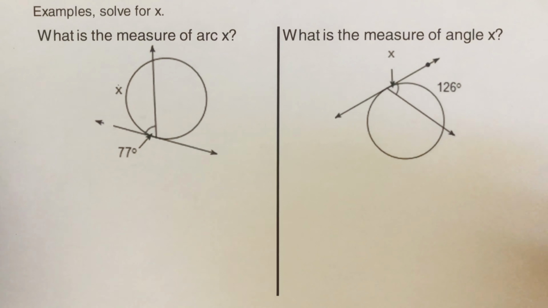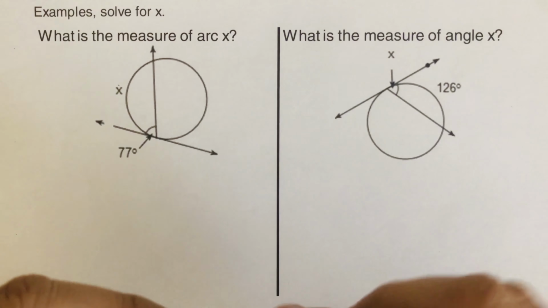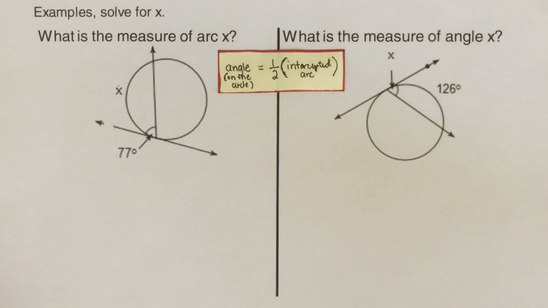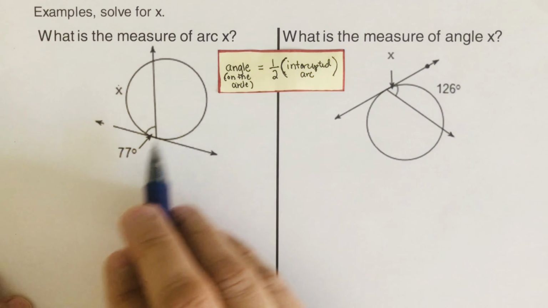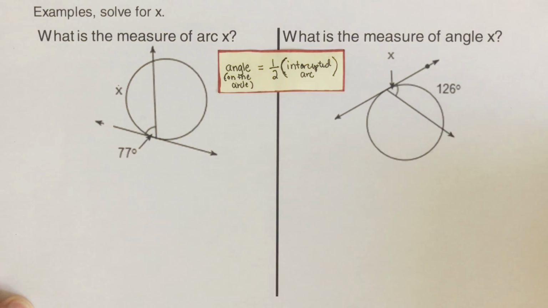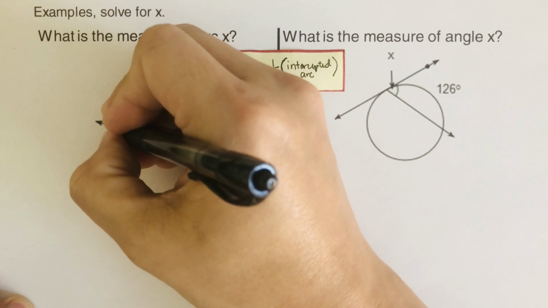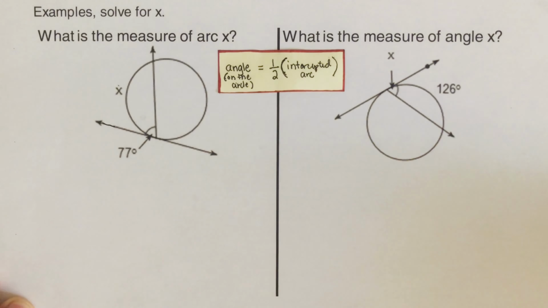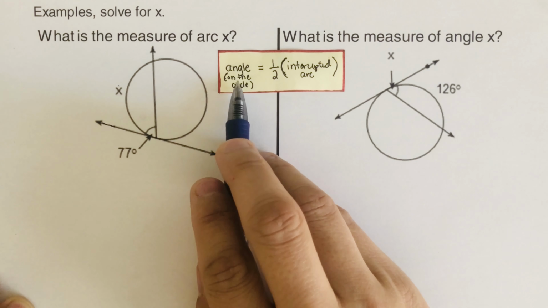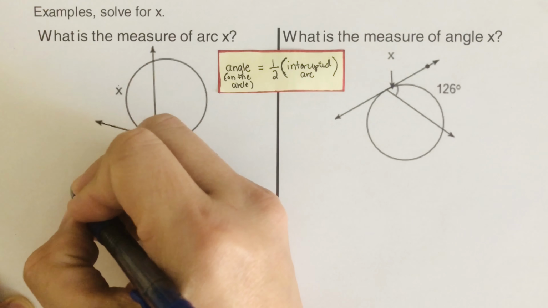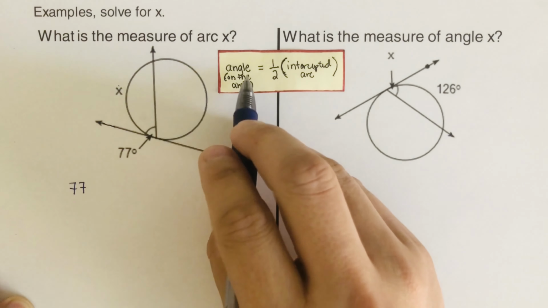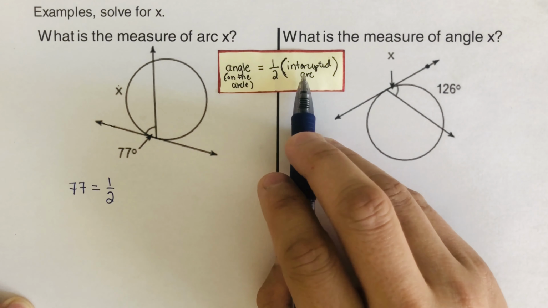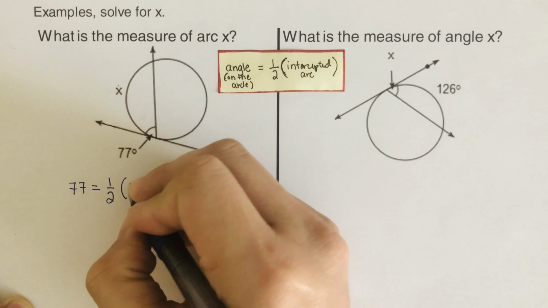So we have this example right here. I will put the formula that we got from the first slide up here so we can use it in this example. We're supposed to be solving for x, which is the intercepted arc. So we can go ahead and set up the equation. The angle here is 77, so I write 77. That corresponds to the angle on the circle, which is equal to 1/2 of the intercepted arc, which is x.